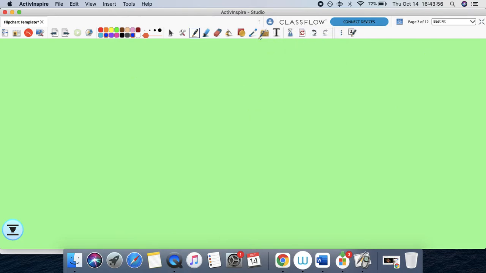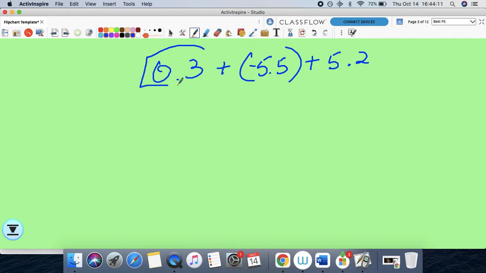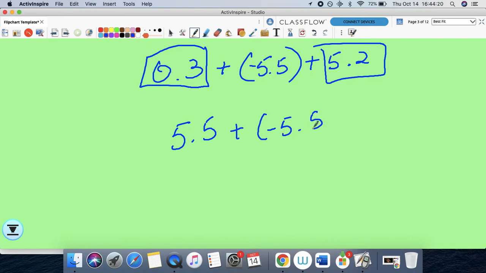Next one: 8.3 plus negative 5.5 plus 5.2. So let's do us a favor and add these two positive numbers. That's a positive number, and that's a positive number. So $5.20 plus 30 cents is just the same thing as $5.50. Now this became super easy. It became just 0, because 5.5 plus negative 5.5 are opposites, and opposites equal 0.